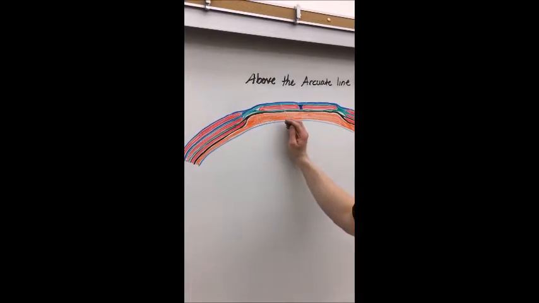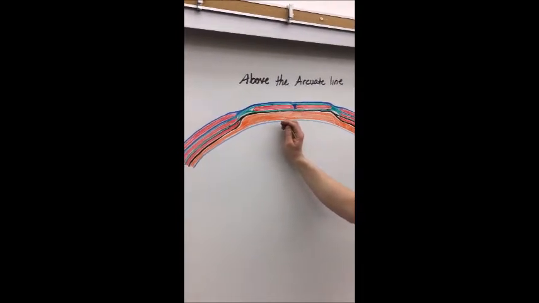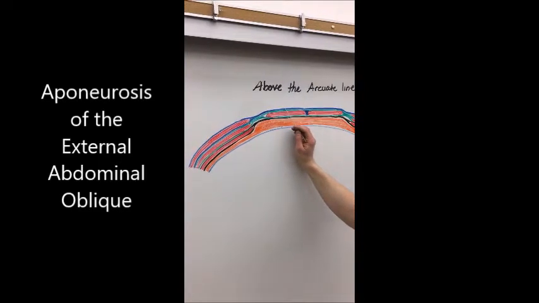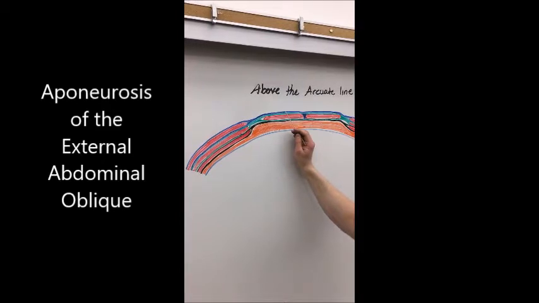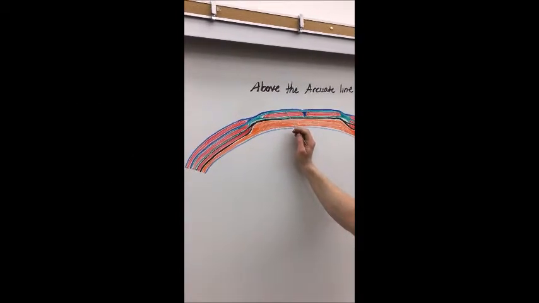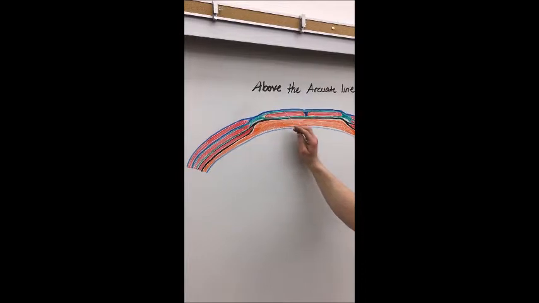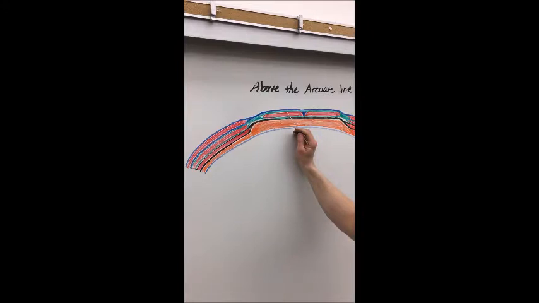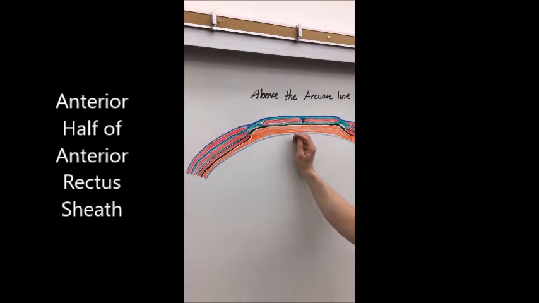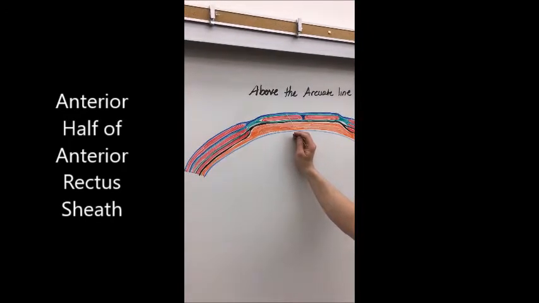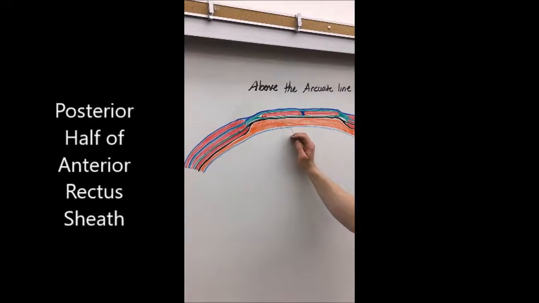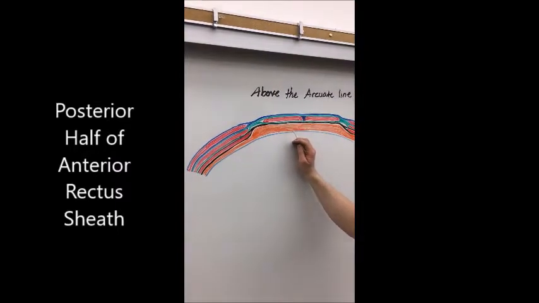Now, with the anterior rectus sheath, to be more specific, this is the aponeurosis of the external abdominal oblique. This green part that goes anterior, noticing that they split, is the anterior half of the anterior rectus sheath. And the part that splits and goes posterior is the posterior half of the aponeurosis of the internal abdominal oblique.